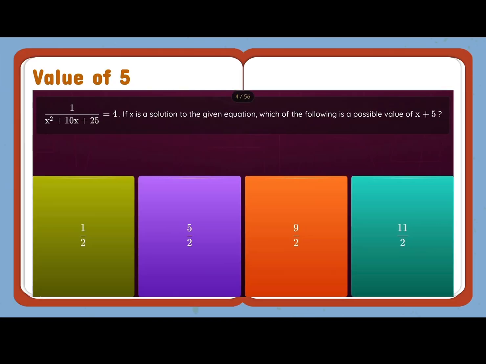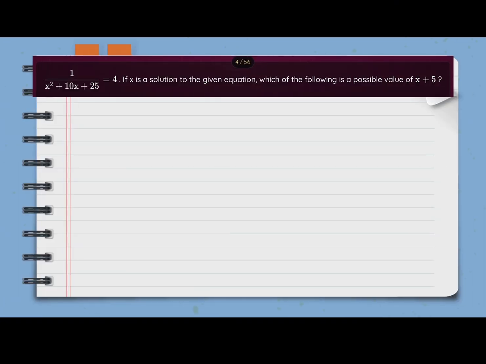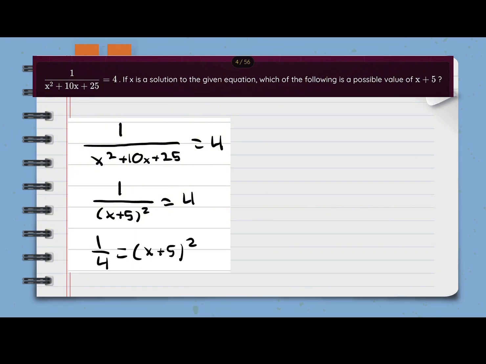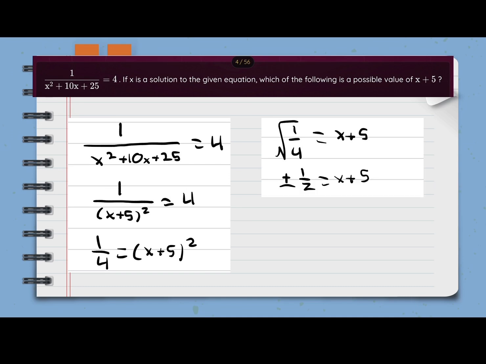Okay, for this equation here, we have 1 over x squared plus 10x plus 25 equals 4. If x is a solution to the given equation, what is the possible value of x plus 5? Okay, so we just factor out the bottom. We have x plus 5 squared. And again, we just solve for x plus 5. So we'll just flip those and then solve it out for x plus 5. We have plus or minus 1/2. But out of the option choices, we have positive 1/2 as our answer.